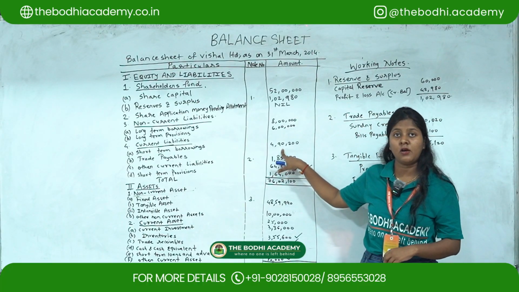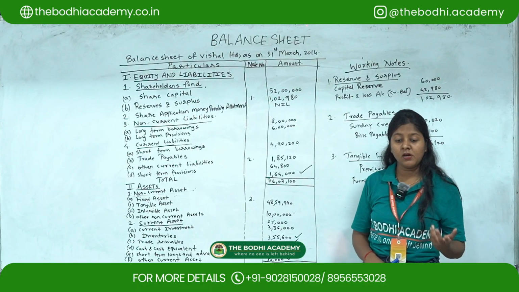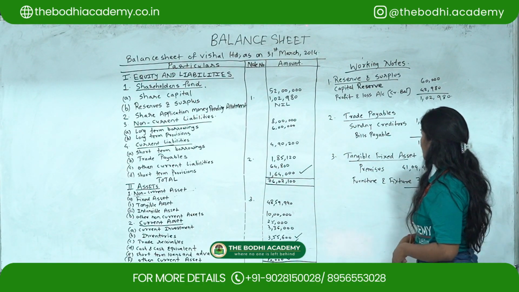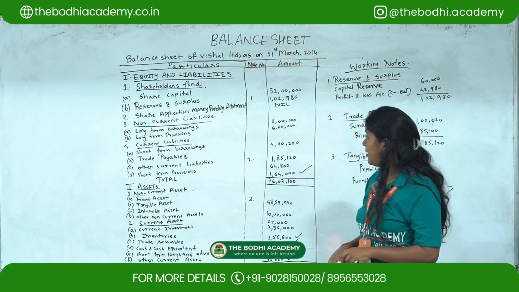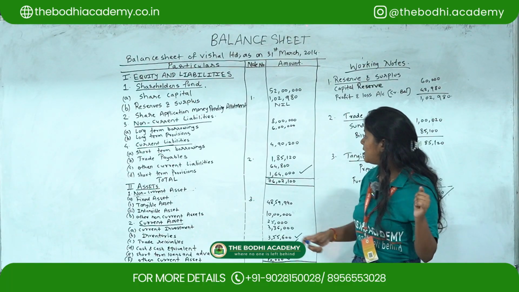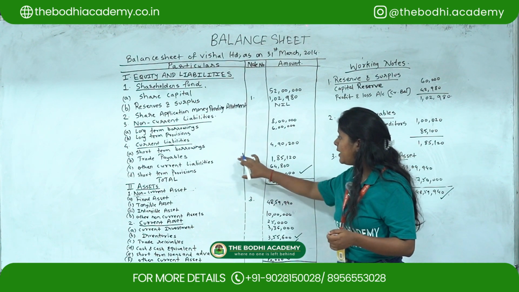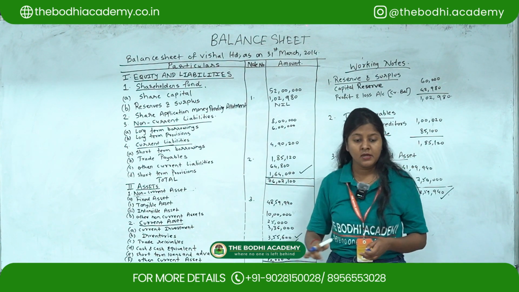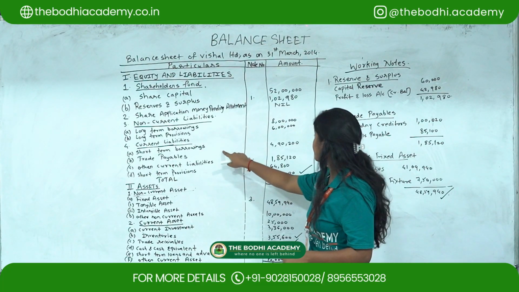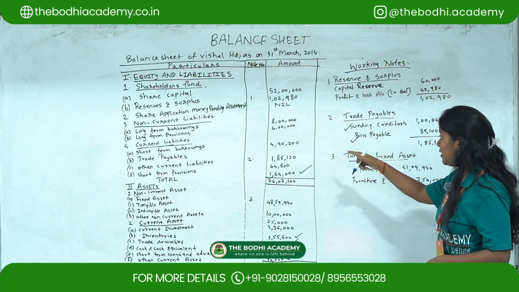Okay, as 4,90,200. Then unpaid dividend. Unpaid dividend is again our other current liabilities, but for unpaid dividend you have to mention the working note. Then bills payable, they have given as 85,100. So here what they have done is they have added all these things. Then next, sundry creditors. Sundry creditors will again go under trade payable, sundry creditors and bills payable, and the total amount you have to write down.